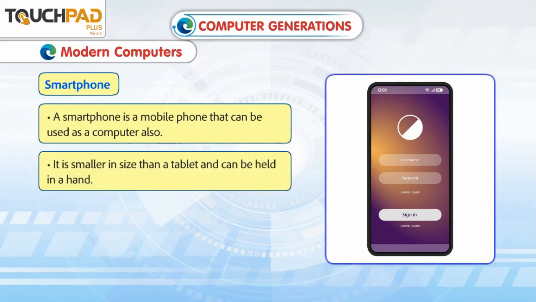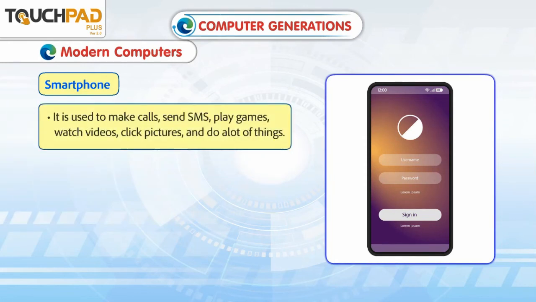It is smaller in size than a tablet and can be held in a hand. It has a touch screen. It is used to make calls, send SMS, play games, watch videos, click pictures, and do a lot of things.